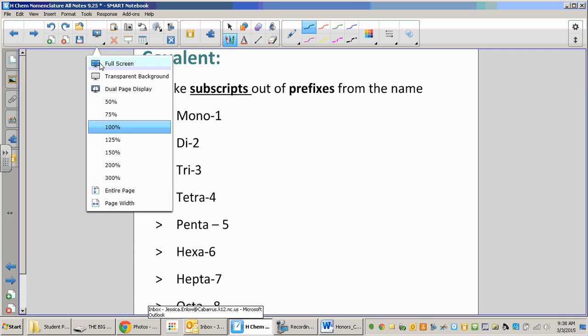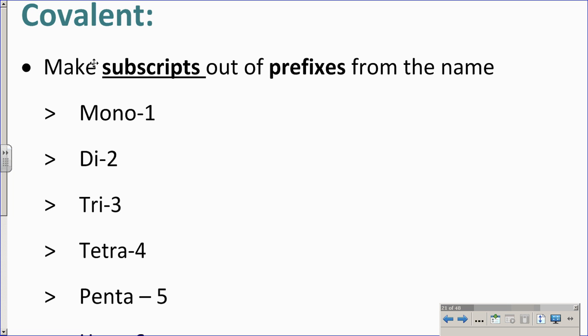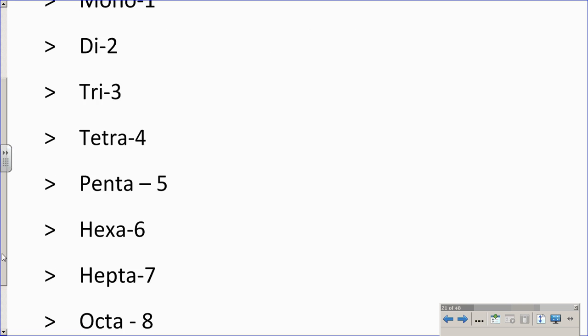This is on your paper, at least the subscripts are. You see it in the little box on the top left corner of your paper? Yeah? Okay. Mono means 1. Di means 2. Tri means 3. Tetra means 4. Penta means 5. Hexa means 6. How do you remember that?